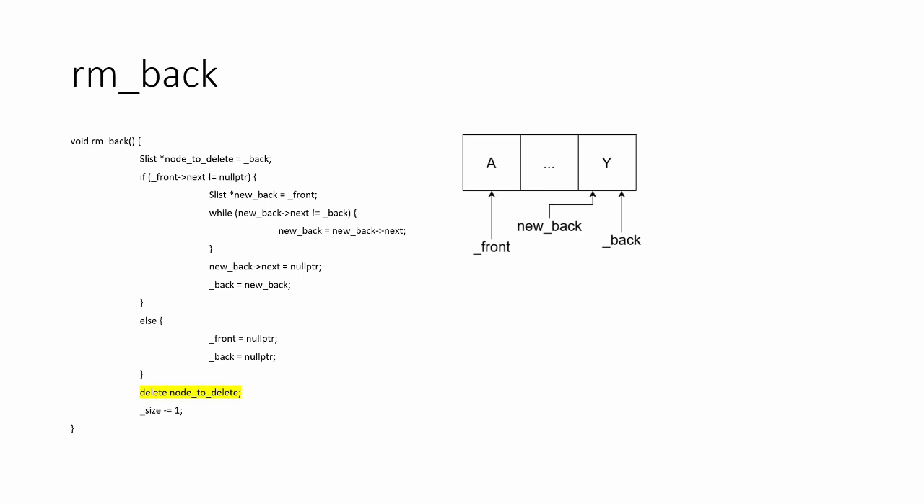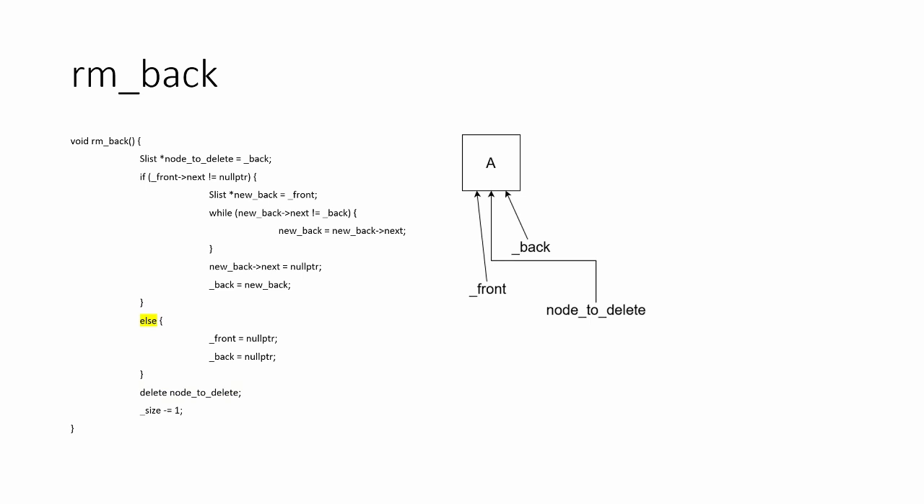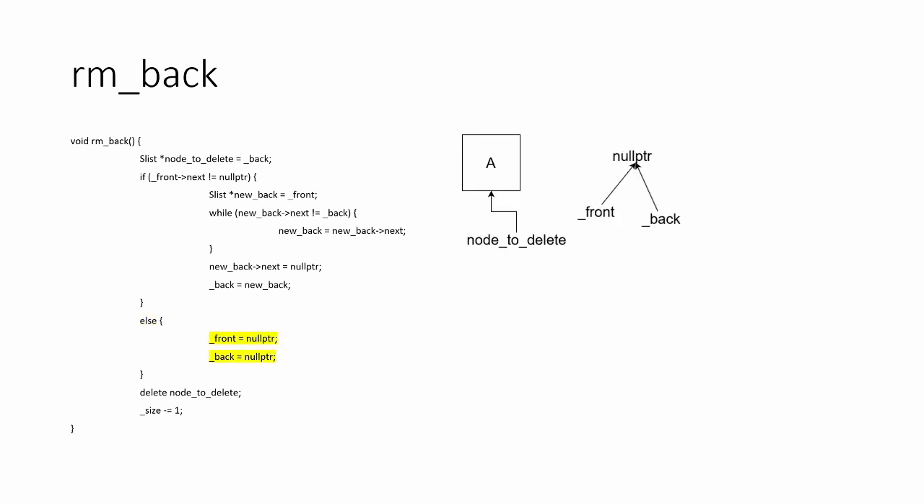Finally, we have the case where A is just by itself, and if it's just by itself, well, we need to remove it and have everything pointing to null, right? Because right now I'm talking about the else, but the if statement above only applies if there's more than one. So we need a case if there is only one. So then we have front and back equal to null pointer, meaning that it's going to be empty. And then we delete our node.